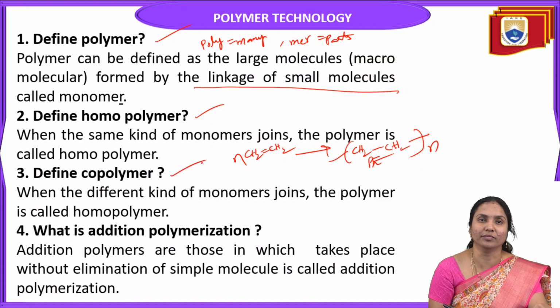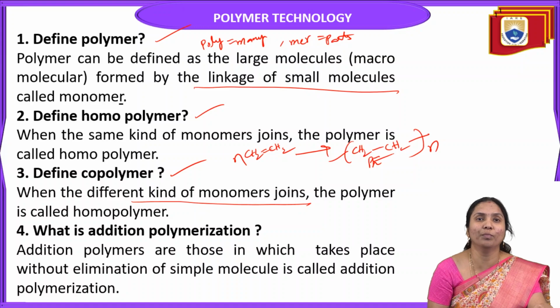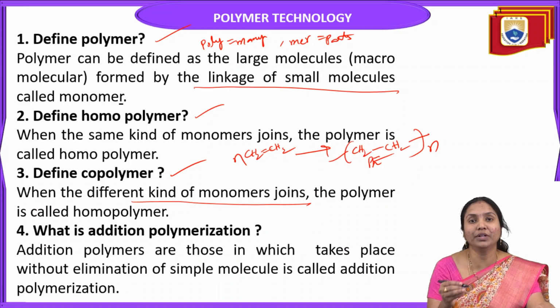Define copolymer. When different kinds of monomers join, two different monomers are combined to form a copolymer. Two different monomers, for example, butadiene and styrene, two different monomers combined to form a copolymer.